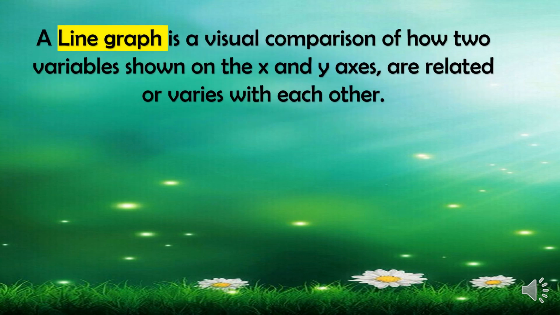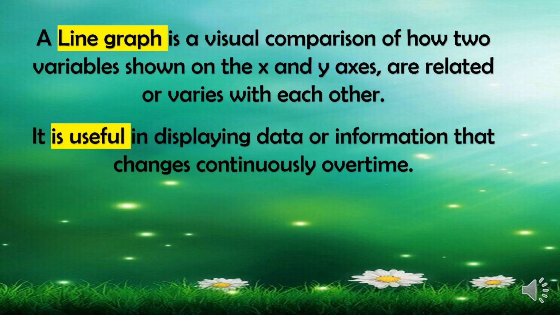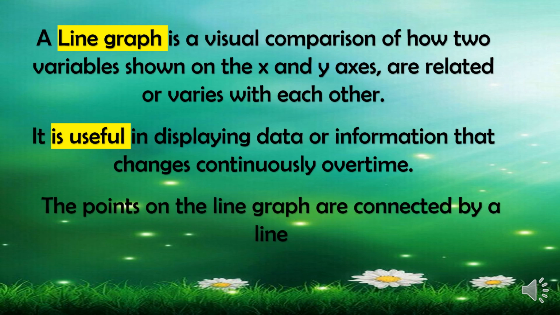Now, a line graph is a visual comparison of how two variables shown on the x and y axis are related or vary with each other. It is useful in displaying data or information that changes continuously over time. And the points on the line graph are connected by a line.